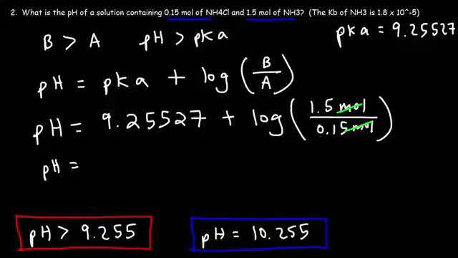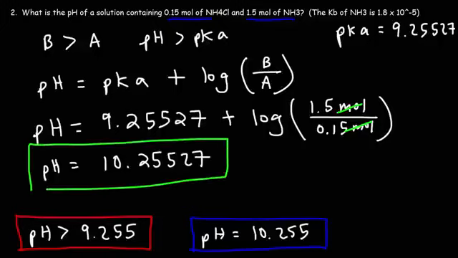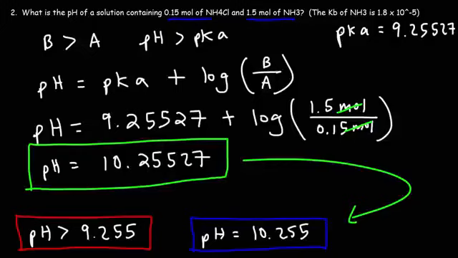9.25527 plus log 1.5 over 0.15. This will give you 10.25527. So that's the pH of the solution. So we could see why it's 1 unit higher. It's because the ratio of base to acid is 10 to 1.